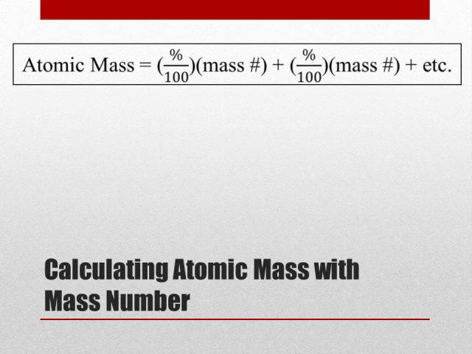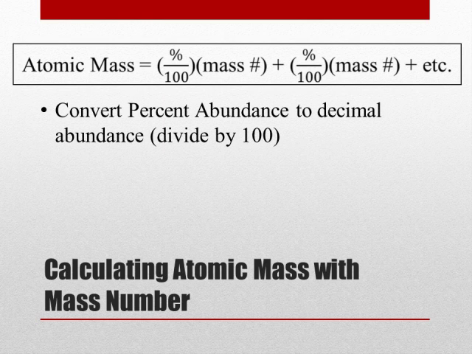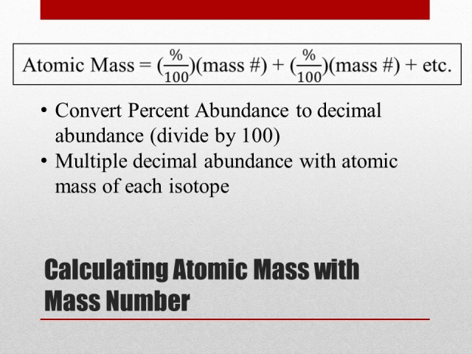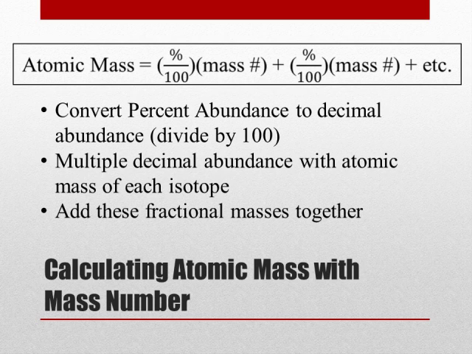To begin with, convert the percentages to a decimal number and multiply the mass of each isotope by its decimal abundance. Add these masses together and you have your atomic mass.